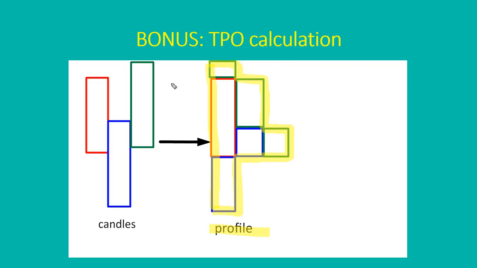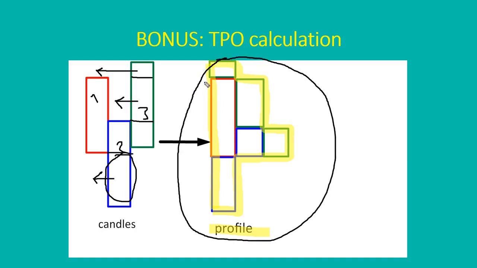One more example. Candle 1, candle 2, candle 3. And from those candles, if you sort of move them to the left, this part goes in here, this part goes in here, and this part goes in here, then it will create this TPO profile. The TPO profile will look like this. That's how TPO works. You don't really need to know this. It's only if you are interested how it's calculated.